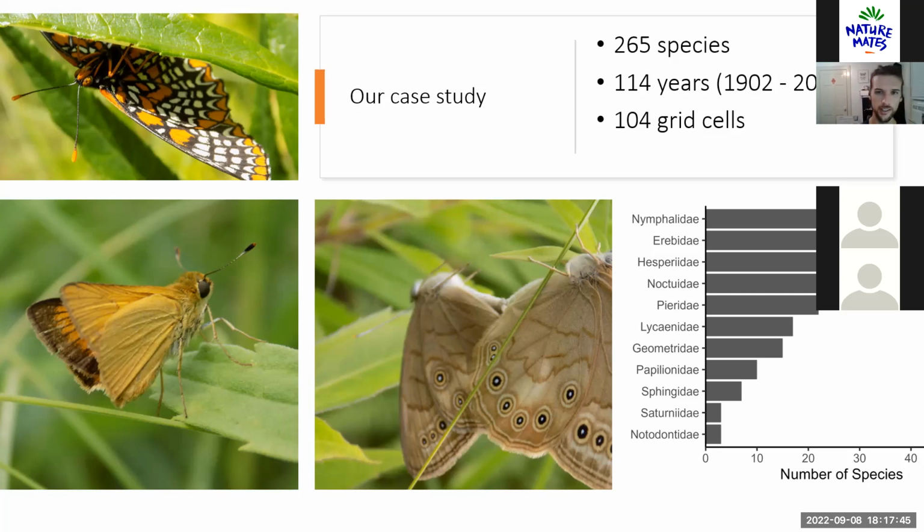In total, our study looked at the years from 1902 to 2016. So we had 114 years included in our data, where we gathered annual temperature, annual precipitation, and temperature seasonality and precipitation seasonality values. And that covered 104 grids across North America.